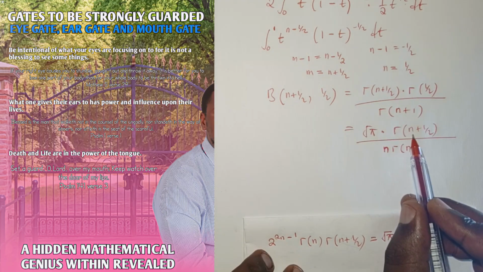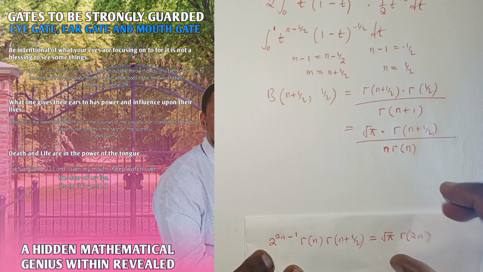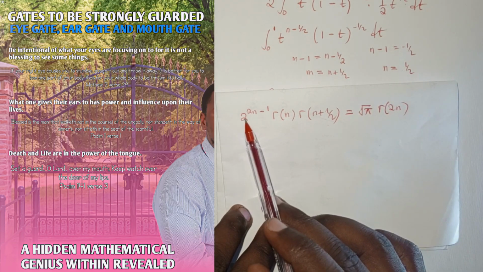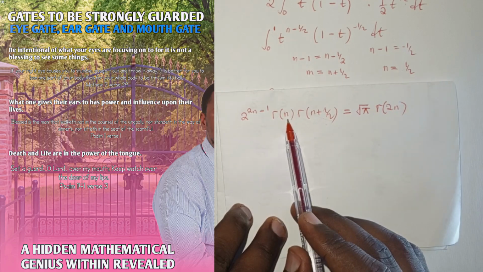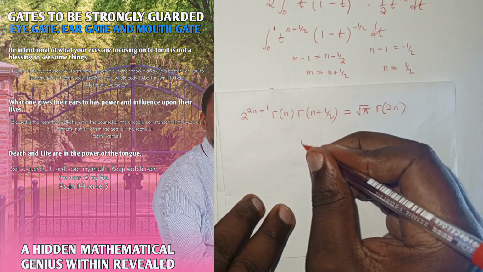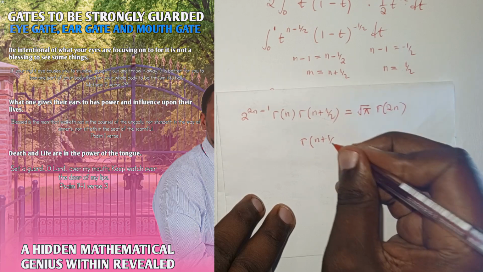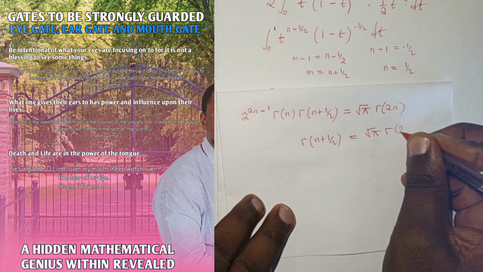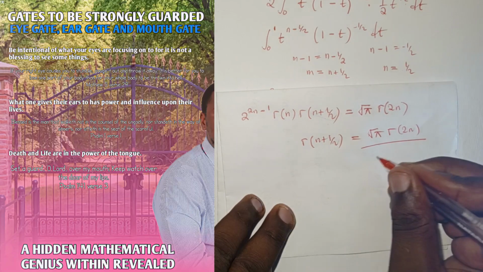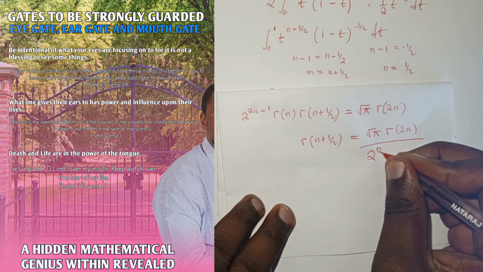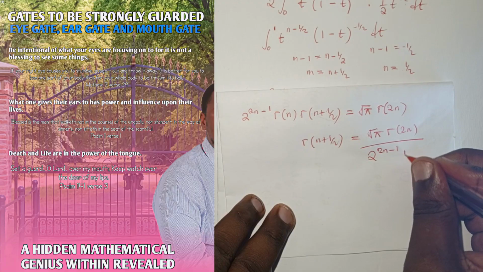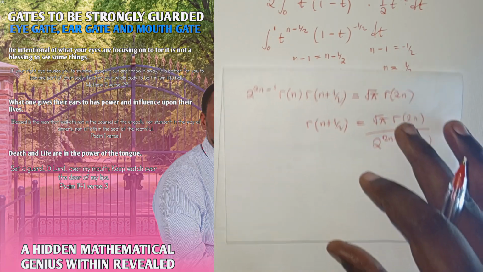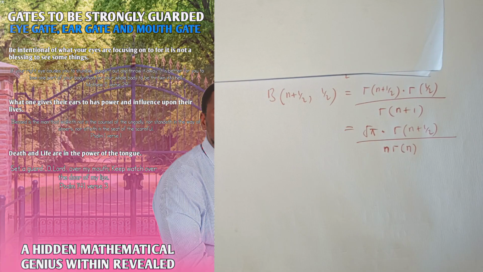So now here we have gamma of n plus 1 over 2, and I need to make this the subject. It's just a matter of dividing by 2 to the power 2n minus 1 and gamma of n. So gamma of n plus 1 over 2 is equal to square root of pi, gamma of 2n, over 2 to the power 2n minus 1, then gamma of n. That is what we need to substitute from there.